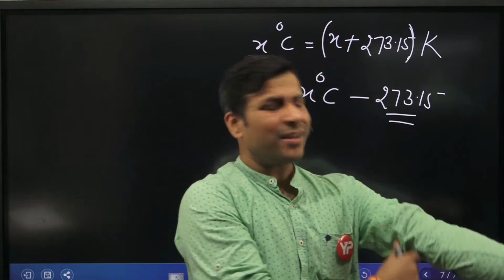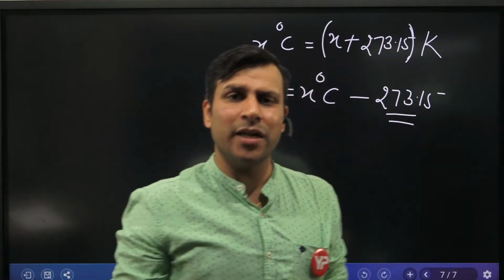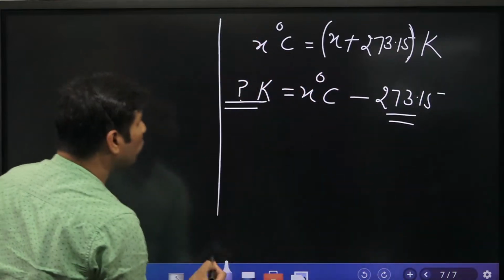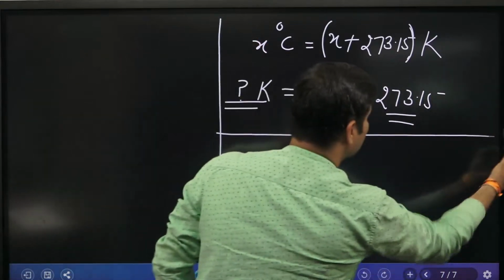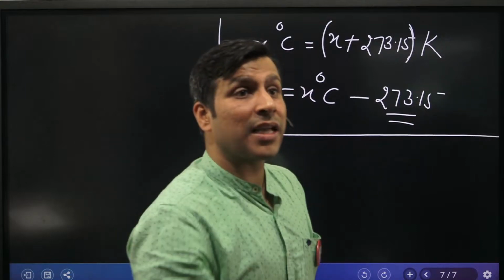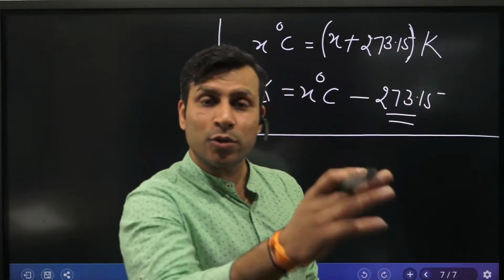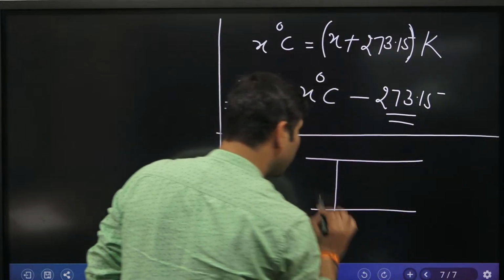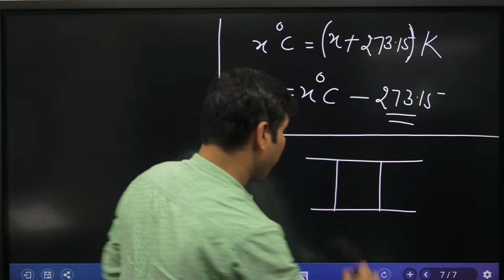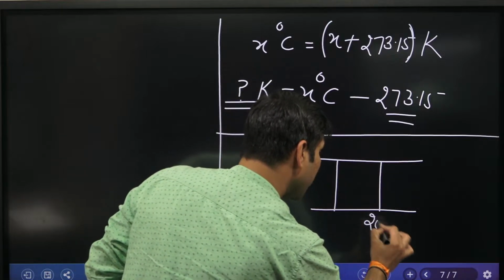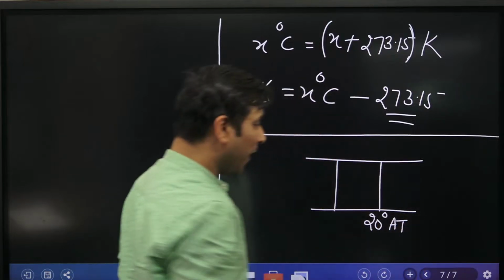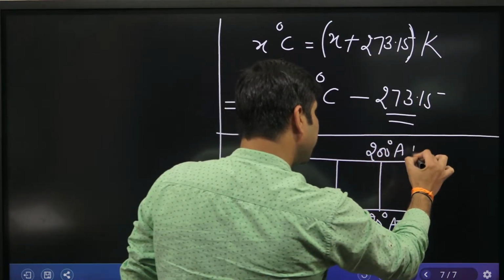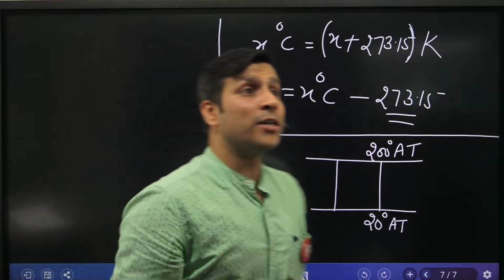For Rankine also, no question was asked related to that, but for degree Fahrenheit they do ask. The question will be something like this, guys. Suppose you want to develop your own temperature scale, like Ashutosh Tiwari wants to develop his own temperature scale, and he wants to keep the ice point as 20 degree A, and the steam point as 200 degree A.